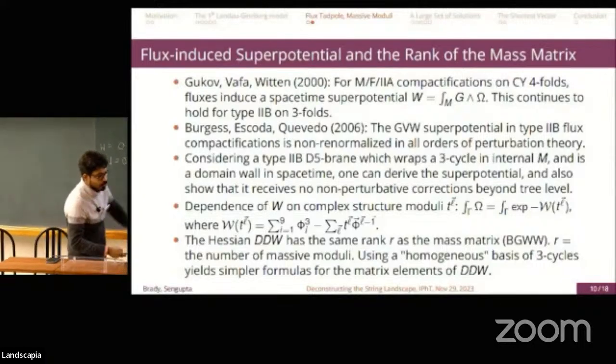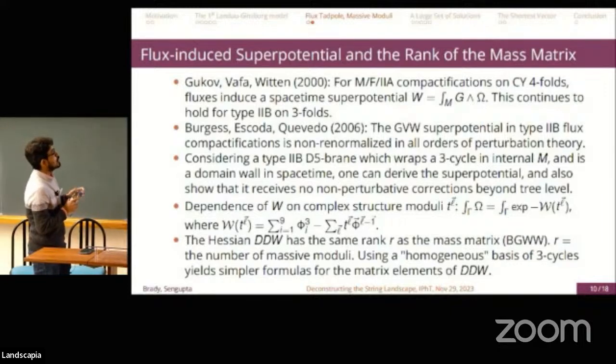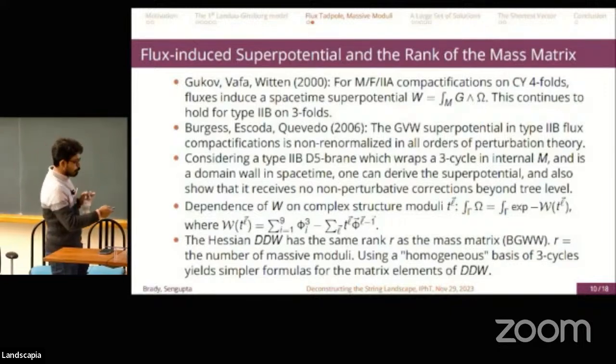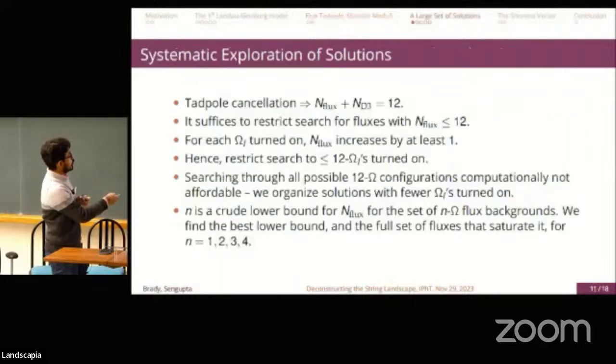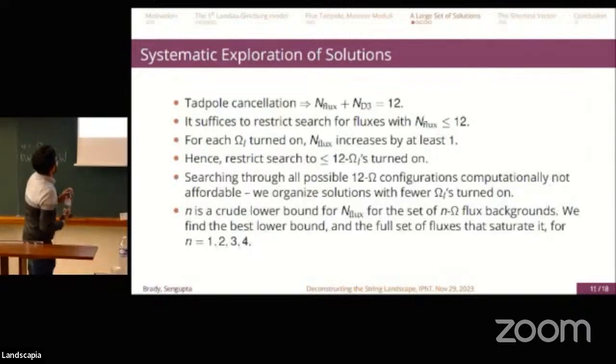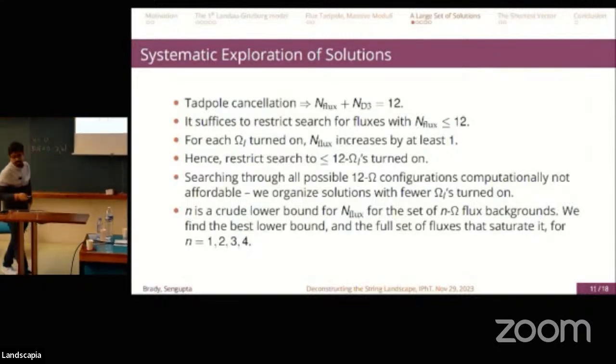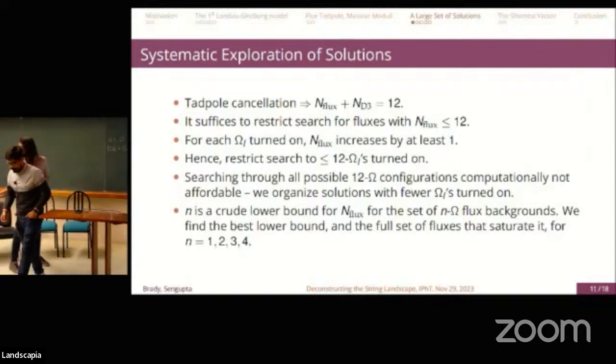So in order to tell you all the properties of the solutions that we find, this property is going to be really important. Okay. So now Nathan will tell you about the systematic explorations of the solutions that we have found. Here you go.